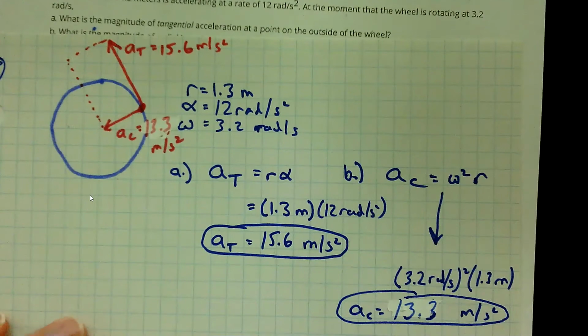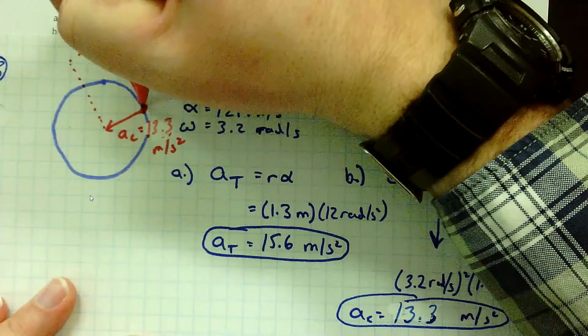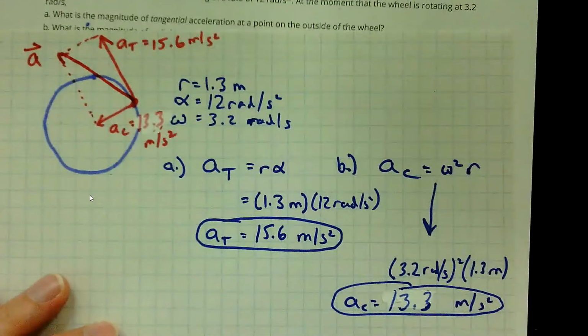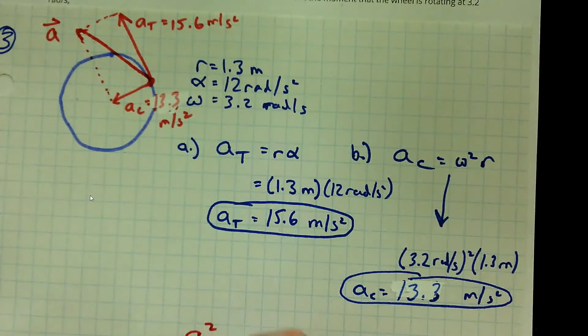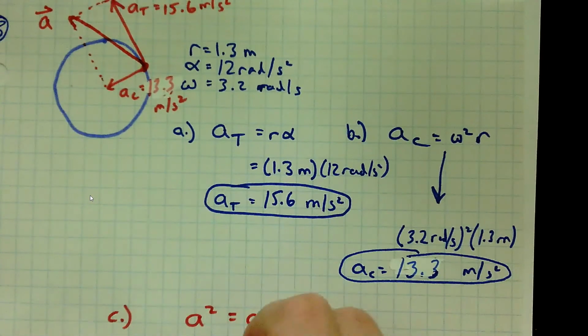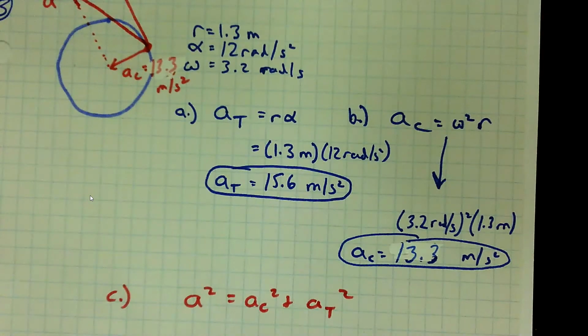Remember, the idea here is if you've got perpendicular vectors, I can just draw on the parallelogram method here, right? This is going to be my total acceleration pointing that way. So that's a triangle where we can say that the total acceleration squared is equal to, I'm just doing Pythagorean theorem, right? I'm not going to ask you to do this very often, but I want you to see that there's a connection here.